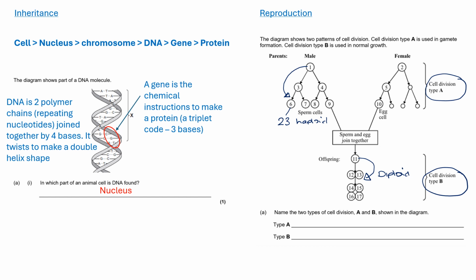So to answer this question, the 2 types of cell division A and B in the diagram: type A is meiosis and type B is mitosis.